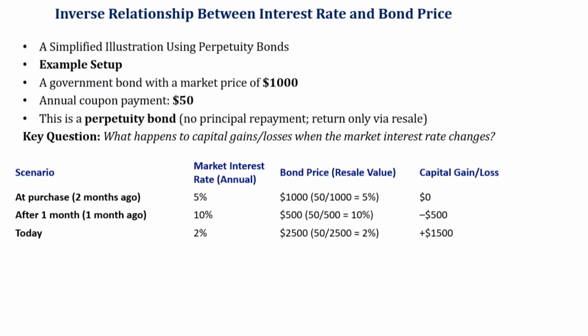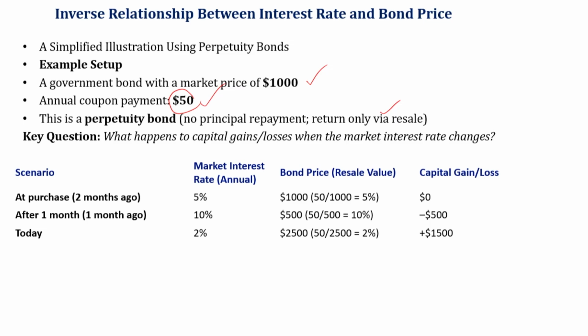In this case, we can also elaborate the inverse relationship using a perpetuity bond. That means the lifetime is forever. Suppose a government bond has a market price of 1000 and an annual coupon payment of 50. Since no rate is mentioned, 50 clearly means 5%. This is a perpetuity bond with no principal payments, so return comes only via resale.